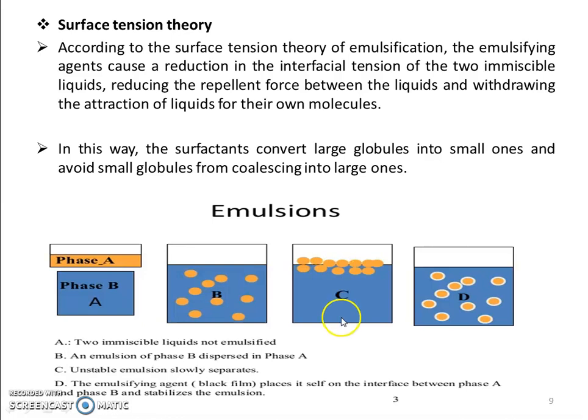After a certain period of time, we can say that both the phases try to separate. But when you add the emulsifying agent, it places itself at the interface of a globule between phase A and phase B, and thus stabilizes the emulsion.